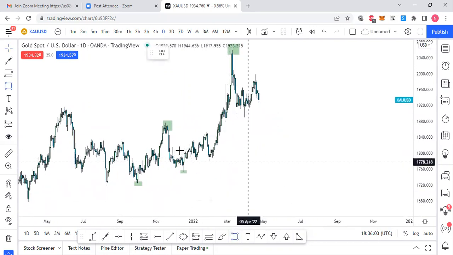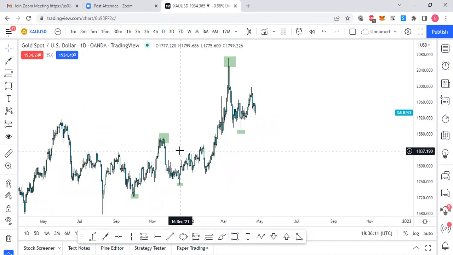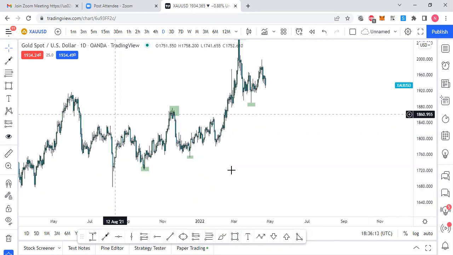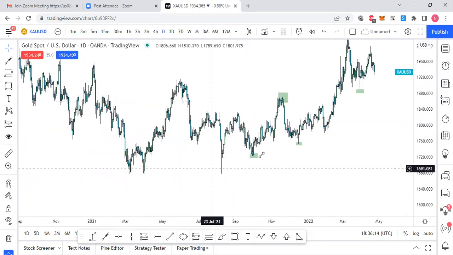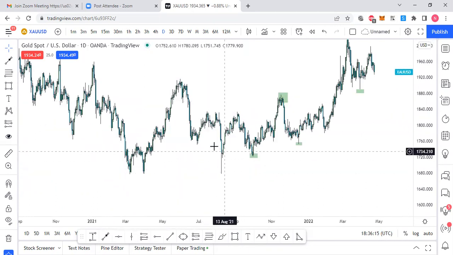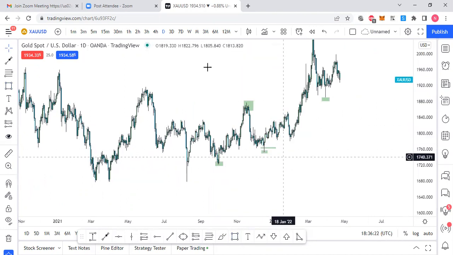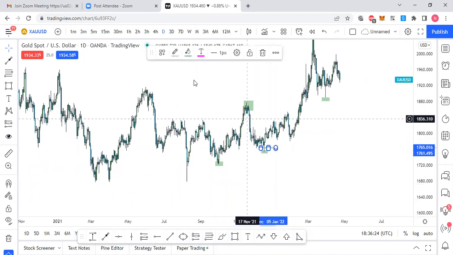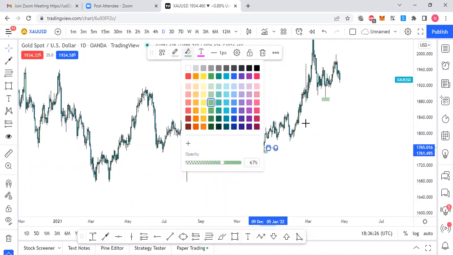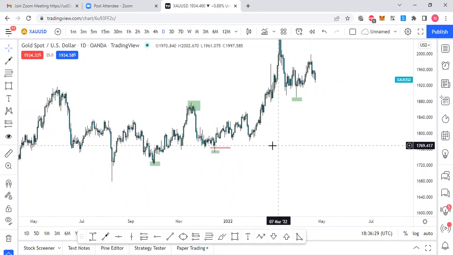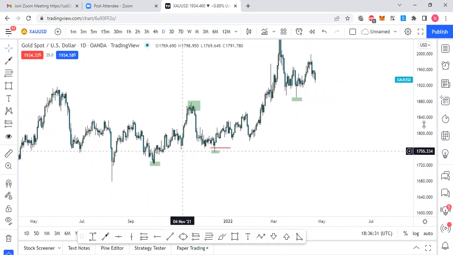Agreed? Okay. Long wicks in the market are very dangerous. They always come back to it. So let's look at long wicks. We have long wicks there. Let's look at the trend now. Where else do we have long wicks? See this long wick here? Right. So let's just zoom out a bit.